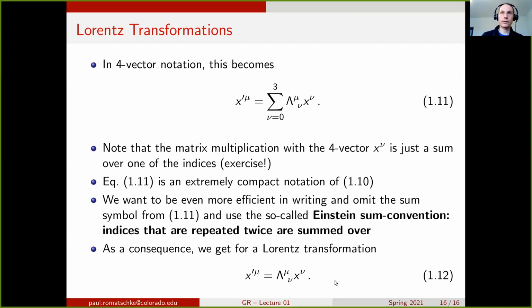So this is our first start into the review of special relativity, and in the next lectures, we will continue this review, setting up more and more of the notation that we need in order to get to general relativity. And this concludes the lecture.